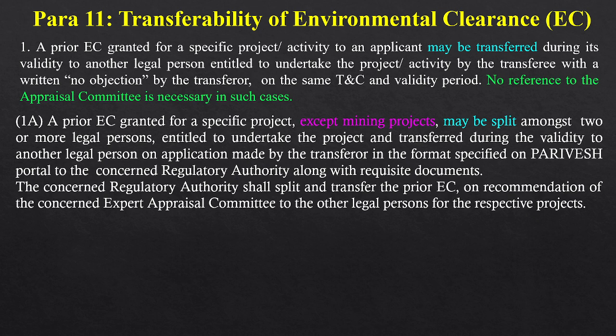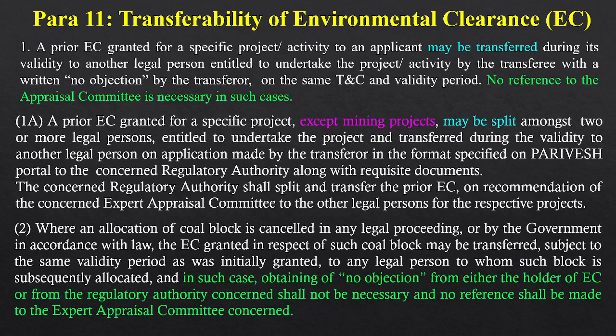However, except for mining projects, a prior EC granted for a specific project may be split amongst two or more legal persons entitled to work the projects and transferred during the validity to other legal persons, on application made by the transferor in the format specified in the Parivesh portal to the concerned regulatory authority along with requisite documents. The concerned regulatory authority shall split and transfer the prior EC on recommendation of the concerned expert appraisal committee to the other legal persons for the respective projects.